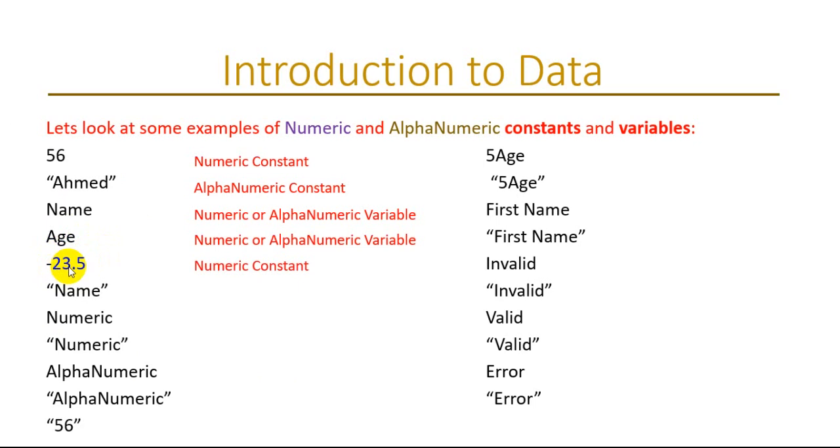Right. Next we take minus 23.5. This is a numeric constant. It's a number, just like 56. It's a number. That number won't change. So it's a numeric constant.